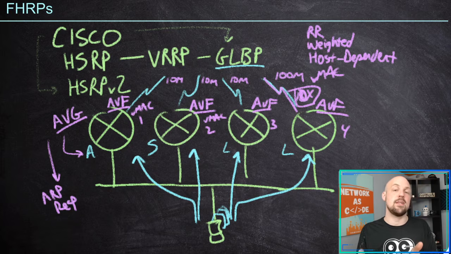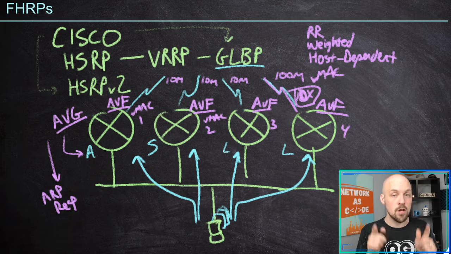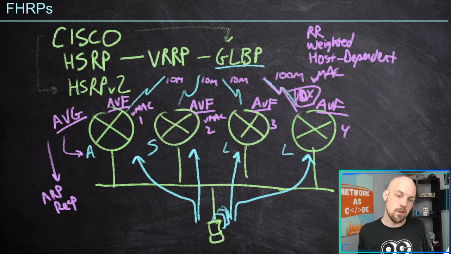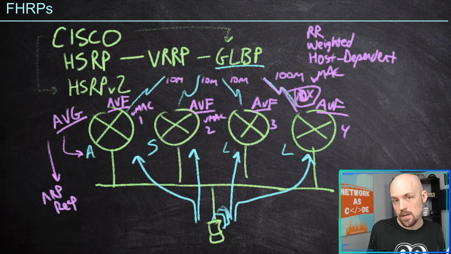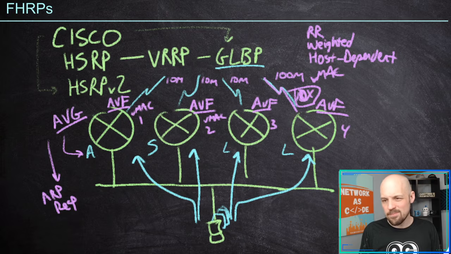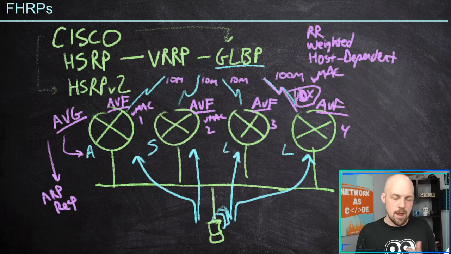The goal of host dependent is to make sure that you as a host always use the same gateway, no matter what. So if you log into the network and you're there for a little while, and then you log out of the network, and then later on you log back into the network and you do another ARP request, you're going to get the exact same gateway in that situation. And so, I don't have any specific applications to say why you'd use this over round robin or weighted, but it's an option. Cisco gave it to us as an option.